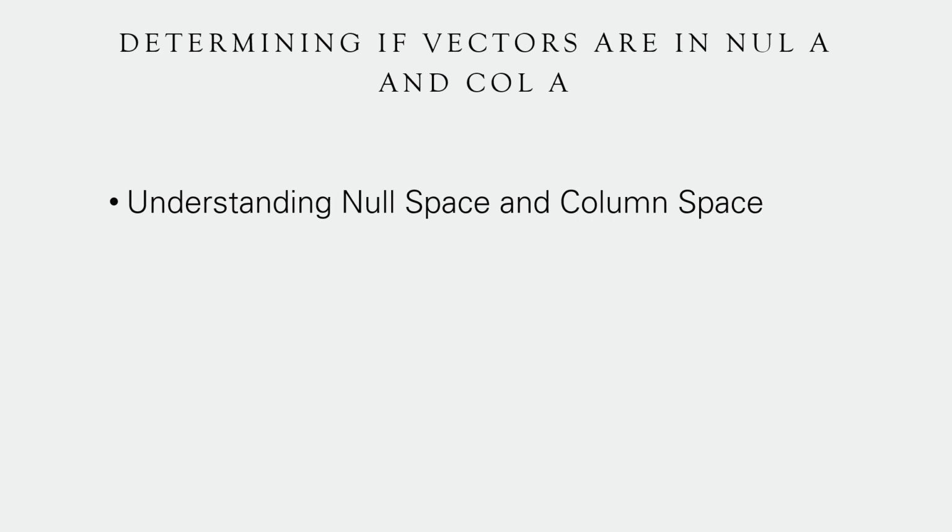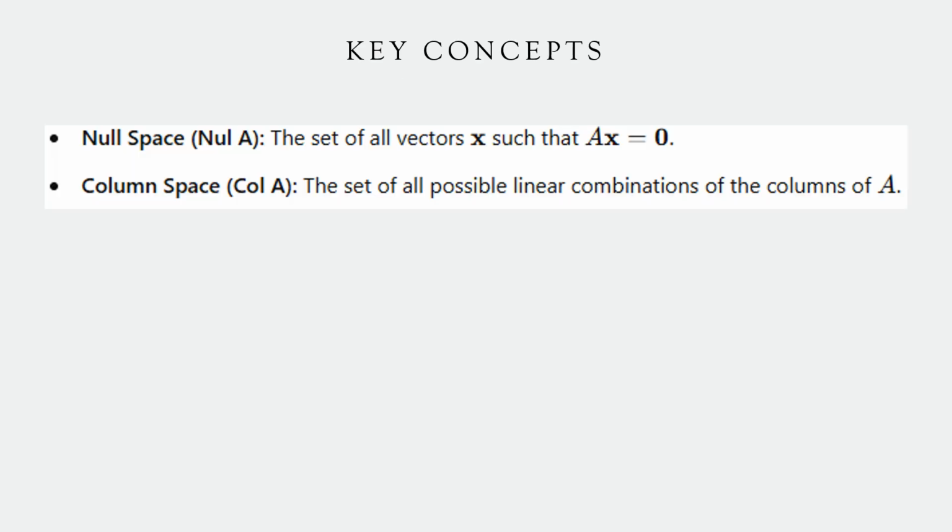Now for the final question, determining if vectors are in null A and column A. For this, we need to understand null space and column space. A couple key concepts to understand. Null space, or null A, is the set of all vectors x such that Ax equals 0. Column space, or col A, is the set of all possible linear combinations of the columns of A.